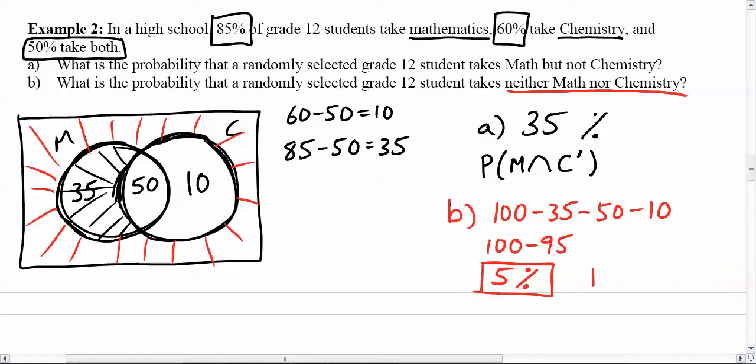And if you want to write that in set notation, you could say not math and not chemistry. The complement of math and the complement of chemistry. Are there any questions?